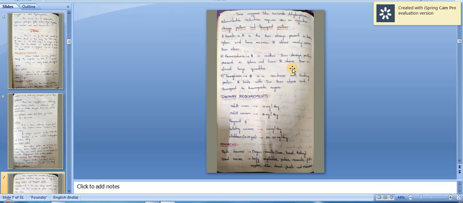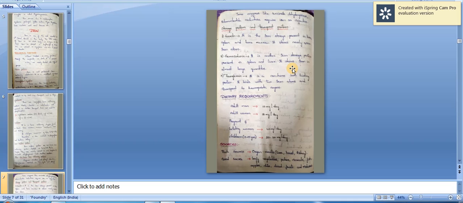Transferrin is a non-heme iron binding protein. It binds with 2 iron atoms and transports them to hemopoietic organs.